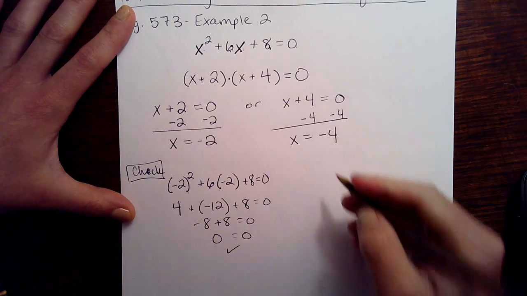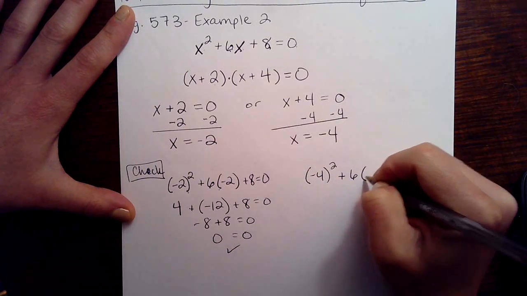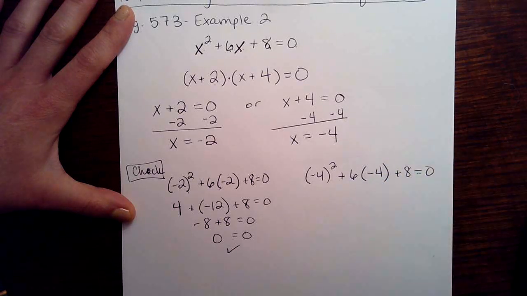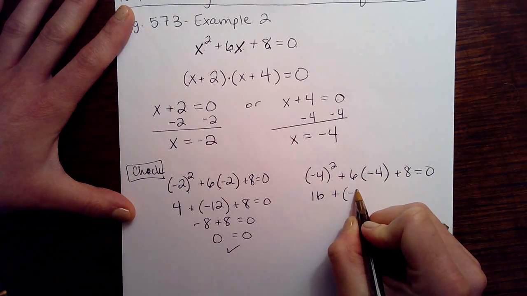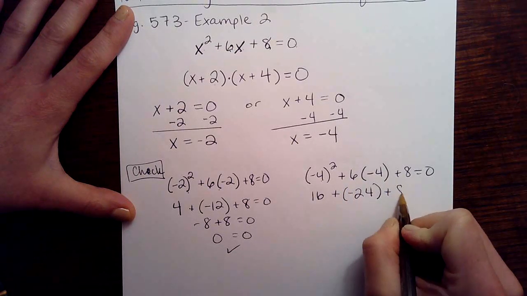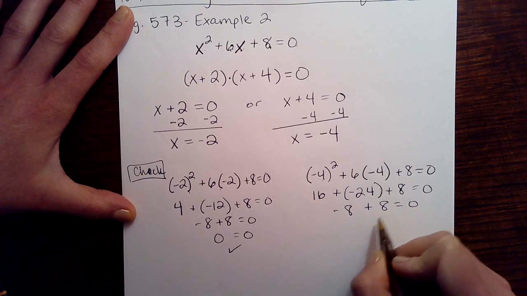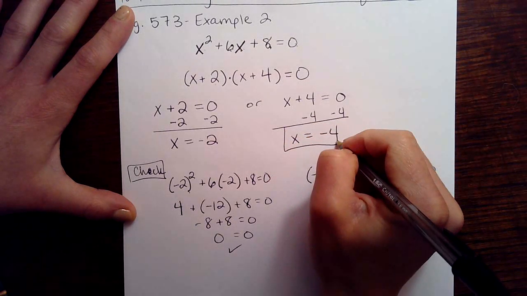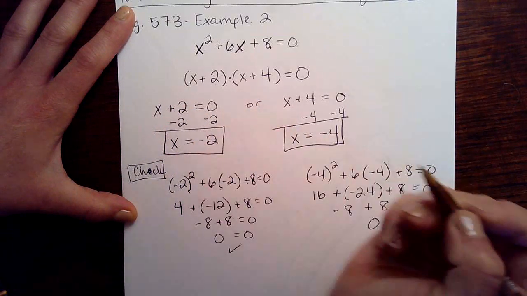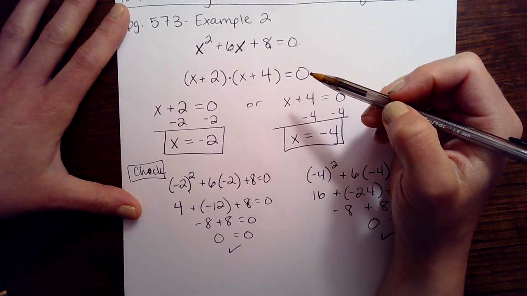That checks out. Our other solution was negative 4, so I also plug in negative 4 squared plus 6 times negative 4 plus 8 equals 0. Remember, we're checking to see that that's truly equal. Negative 4 squared is positive 16. 6 times negative 4 is negative 24, plus 8 equals 0. I add the first two, negative 8 plus 8 equals 0, and I end with 0 equals 0. And again, that checks out, which means that these are our two solutions to the equation x squared plus 6x plus 8. I could double check that by graphing it on my graphing calculator.